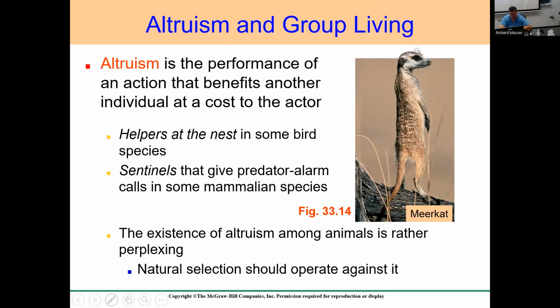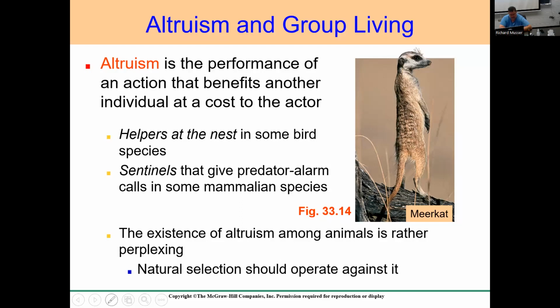Altruism is another kind of hotly studied area of interest historically. Why would some animal be willing to be altruistic? So is this meerkat being altruistic? Because if it's the guard for the other ones, it's more likely to be the one that's seen and eaten, possibly.